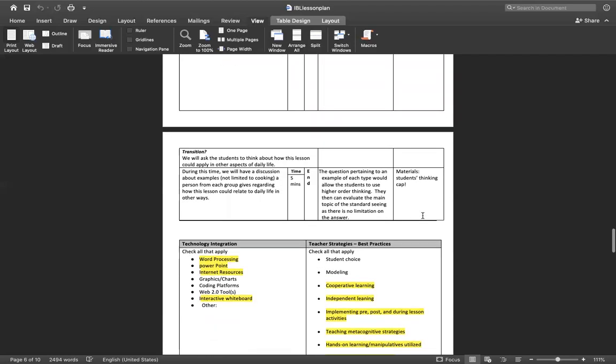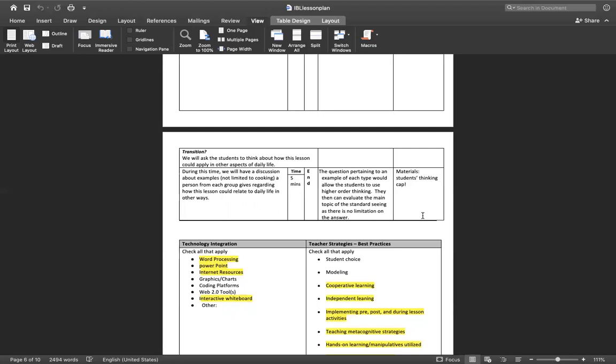And the transition to the end of our lesson would be we'll ask the students to think of how this lesson could apply to other aspects of their daily life. And during this time, we'll have a discussion about the examples, not limited to cooking, because we all know there's going to be those kids that are just going to say cooking. So a person from each group shares how this lesson could relate to their daily life in other ways. That should take about 5 minutes.